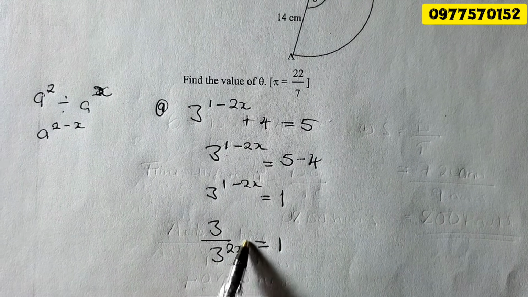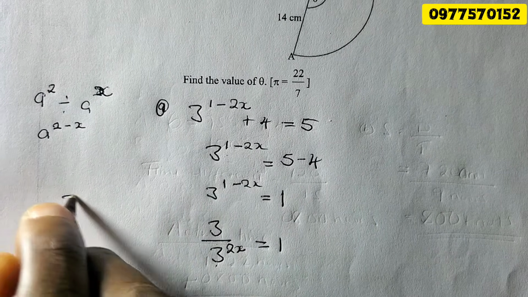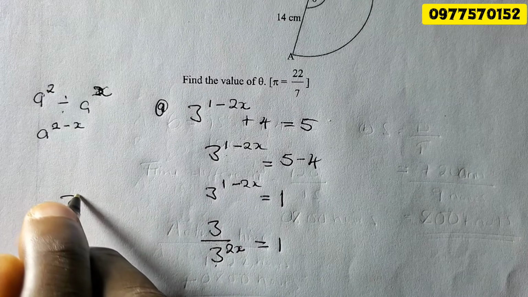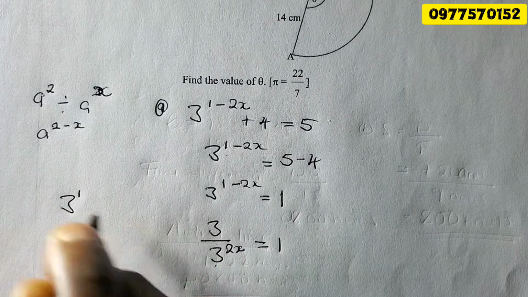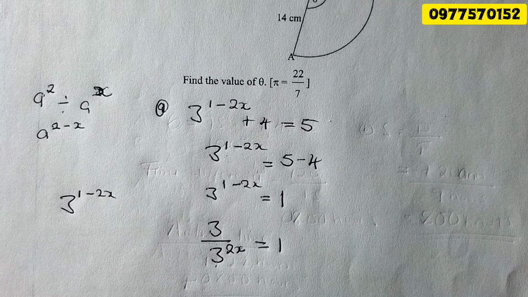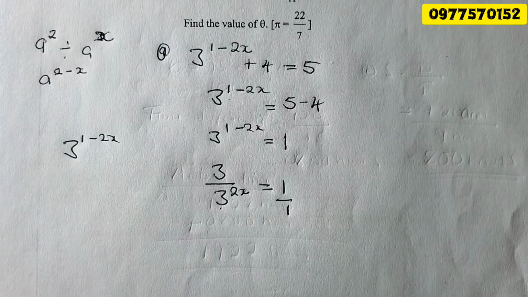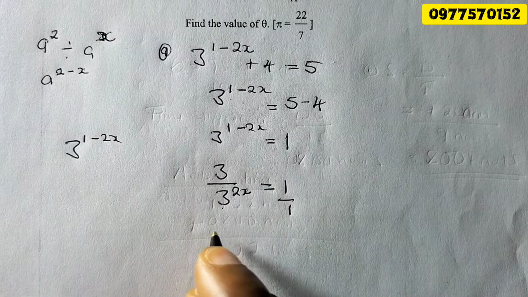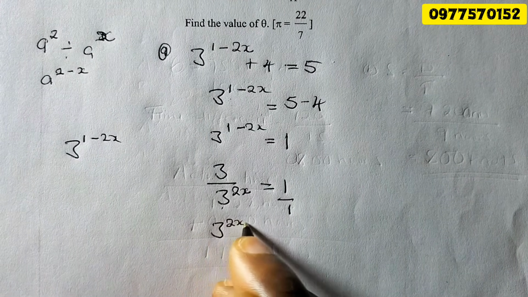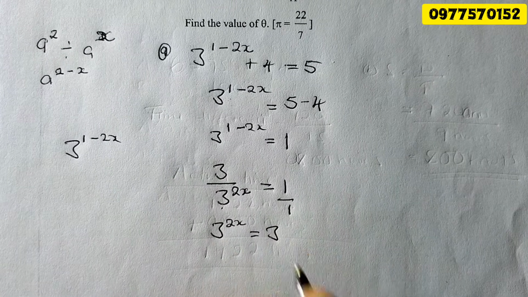Because this one here can be written as, when you want to solve, the common base, which is 3, then there's an invisible 1 there, then you're going to subtract the powers, 1 minus 2x. I hope you understand. Very good. Now let's cross multiply. This times this, it will be 3 to the power 2x is equals to 1 times 3, which is just 3 to the power 1.